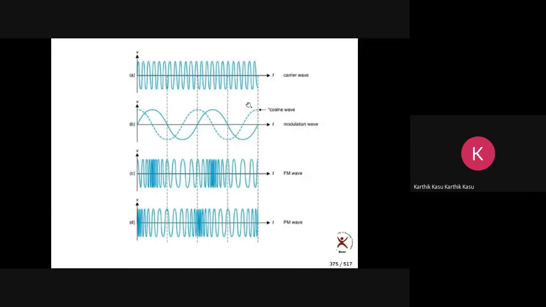Otherwise, you can see very clearly here both waveforms. So this is a carrier. So these are the message signals. So this is the sine. This solid line is sine theta, and this is cos theta. The dotted line is the cos waveform. Now, this is the FM waveform. This is the PM waveform.